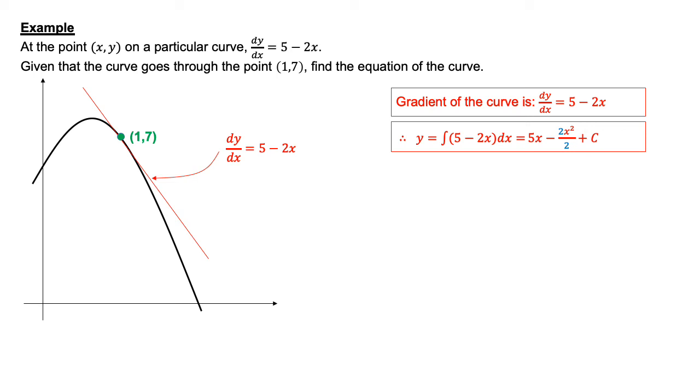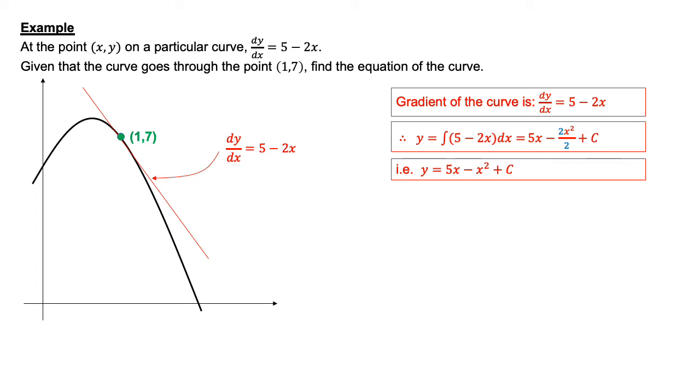So y is equal to the integral of 5 minus 2x with respect to x, and then following the technique we've just learnt, we work out that the actual equation of the curve is y equals 5x minus x squared plus c. So remember, this is indefinite integration, so we have to add the c to the end.